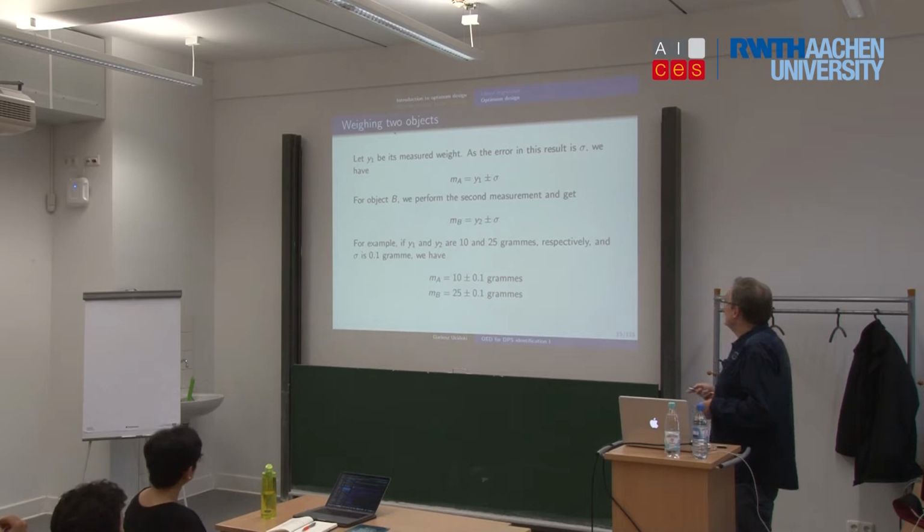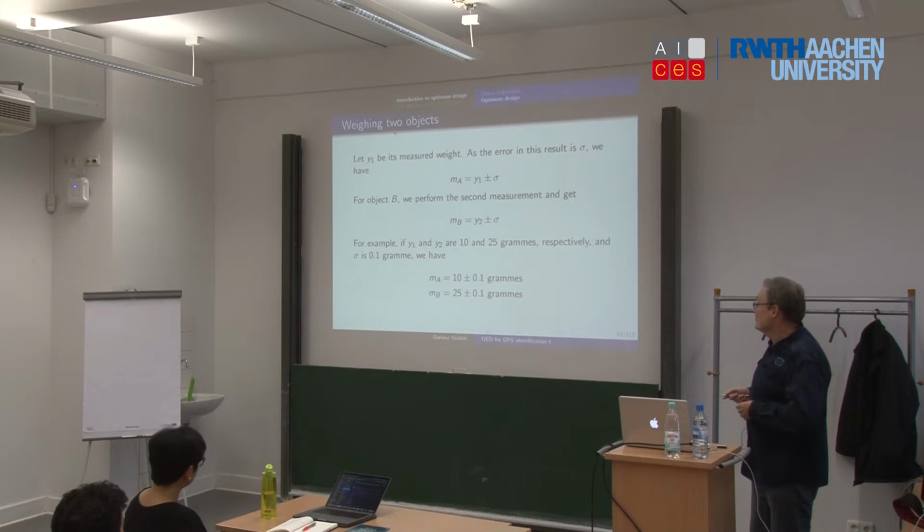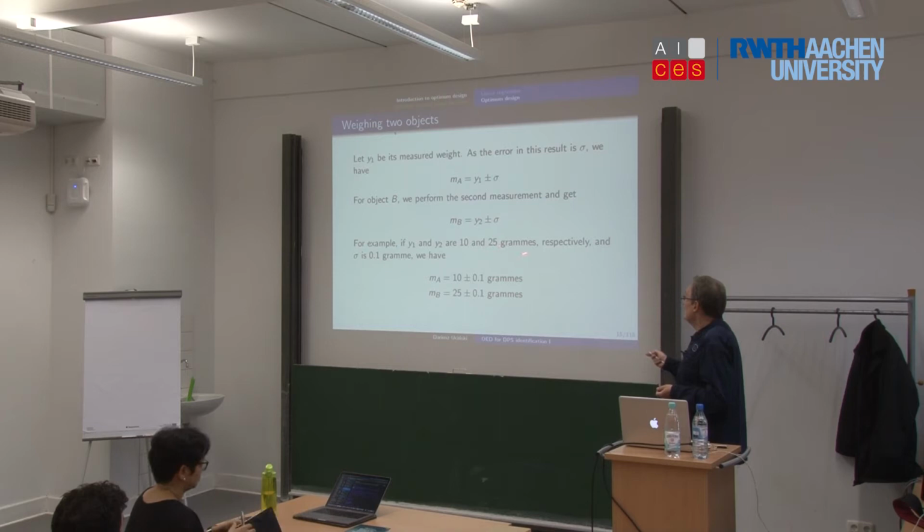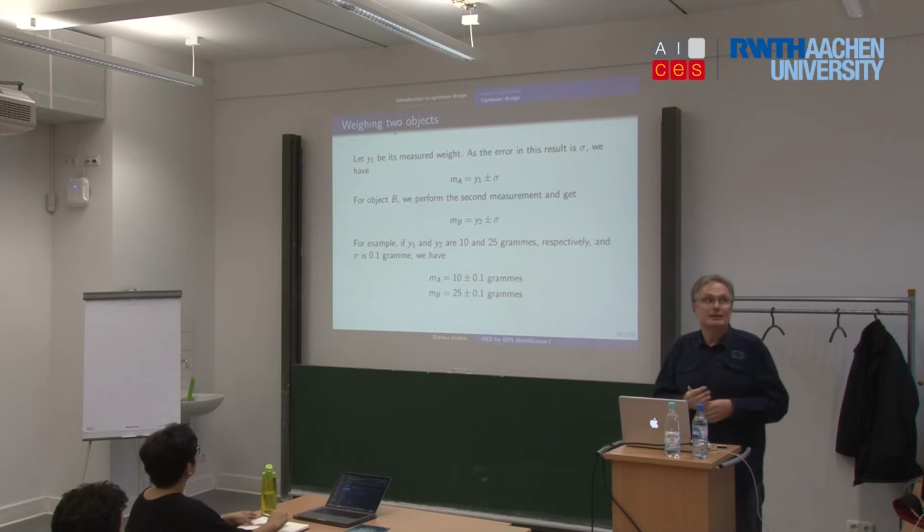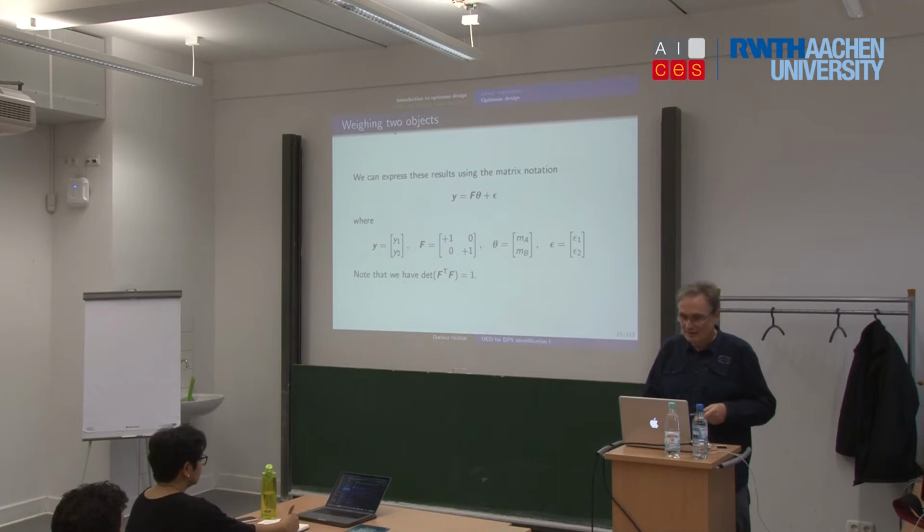The same can be done with object B, and we have another measurement here, y2, and the uncertainty in the measurements is the same. So, for example, if the measurements are 10 and 25 grams, we can write the following results. So this is a very clear strategy for an engineer, but what if we change the strategy?